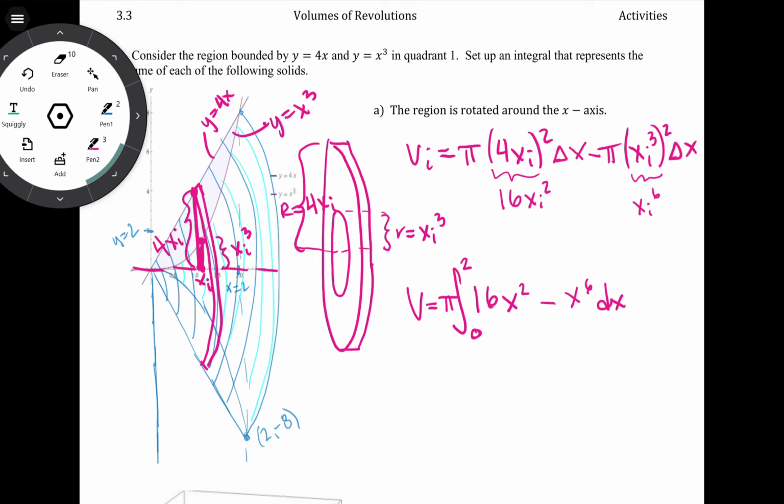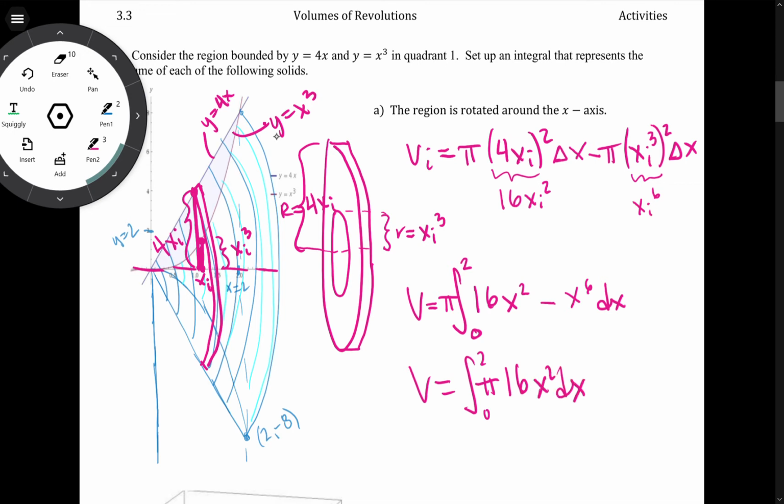So that's my setup, and it's fine with me if you want to leave the pi in the mix. It's fine with me if you want to keep them separate. I'm mostly just thinking that for the purposes of actually performing the integration, cleaning out as much of that mess as possible will make it a little simpler. Okay, so that's my setup. I'm going to leave the actual solving up to you.